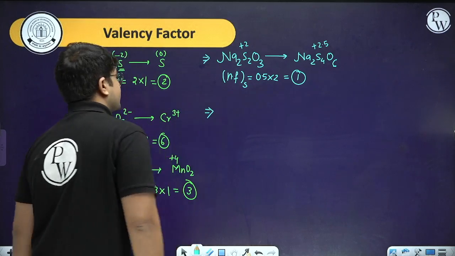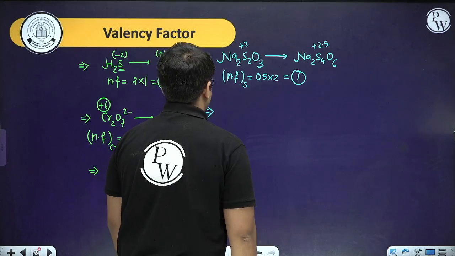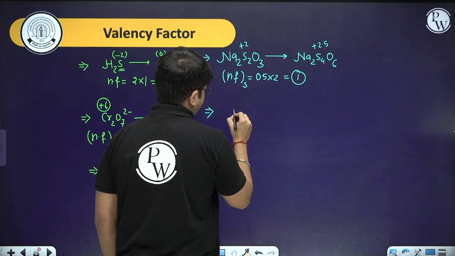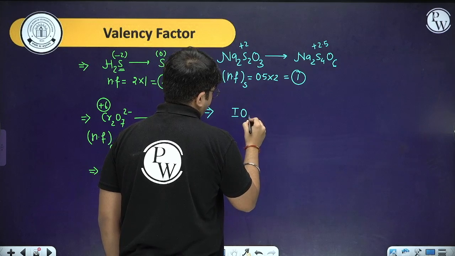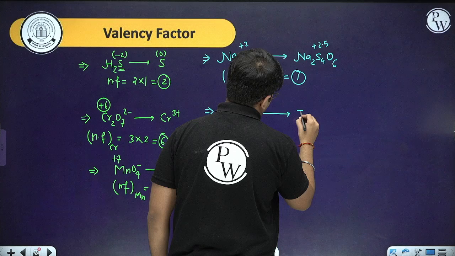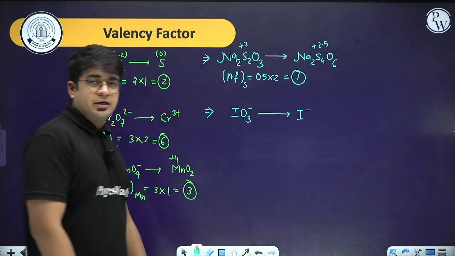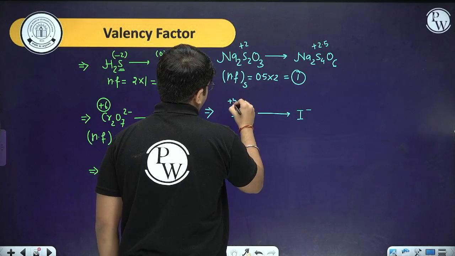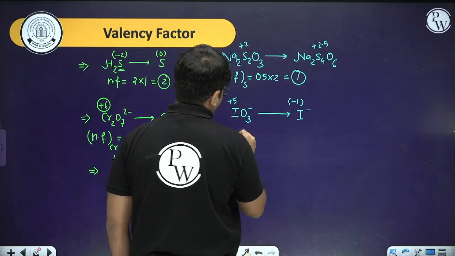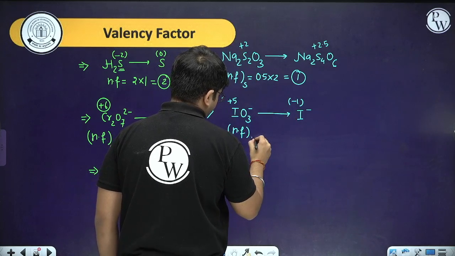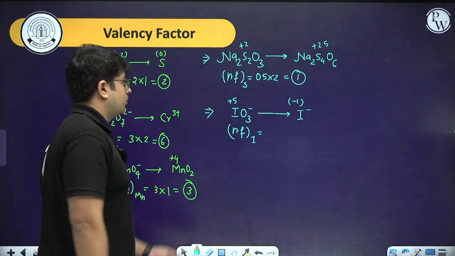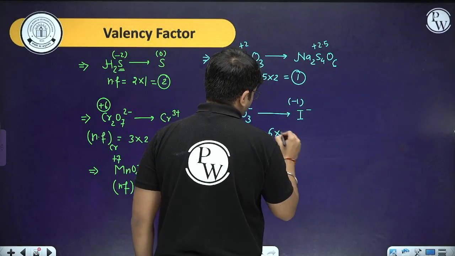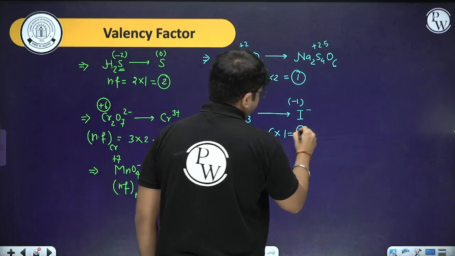Okay, next part. Let's say IO3 negative is converting into I negative. IO3 negative means iodine is +5, and it is converting into -1. So the N factor for iodine will be +5 to -1, a change of 6, multiplied by only one atom, so that will be 6 only.